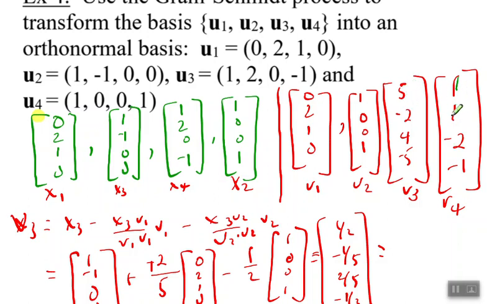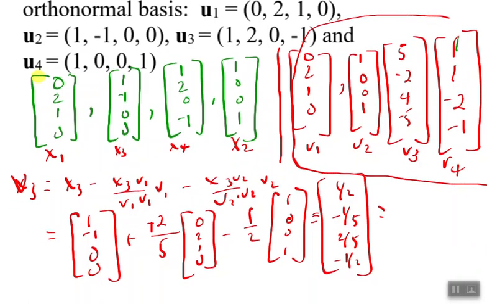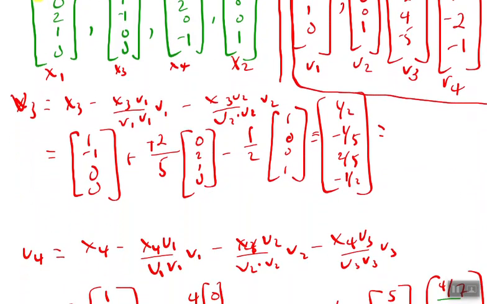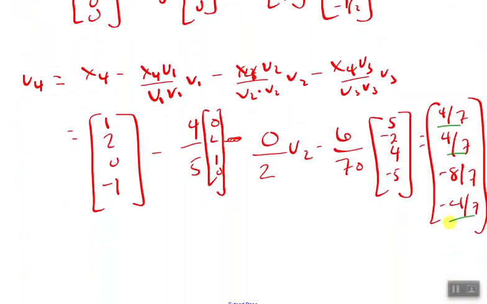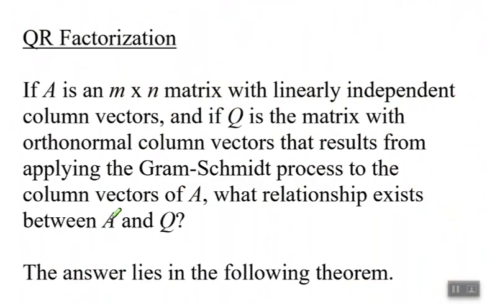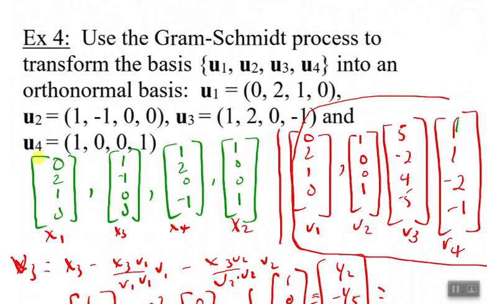5 minus 2 is 3. Minus 8 is negative 3, plus 5 is 0. So that is now my new orthogonal basis, those 4 vectors. Those 4 vectors spanned R4, and now these new 4 vectors are perpendicular, and they still span all of R4. And that's the math that goes with that.